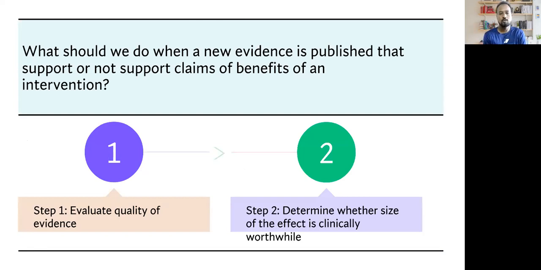That is, what should we do when new evidence is published that either supports or does not support the claims of benefits of an intervention? That is, a new research is published showing that the intervention is effective, it is improving, it is superior, and the author's conclusions are there. So when we come across research like that, either a systematic review or a randomized controlled trial, what should we assume, what conclusion can we come to?